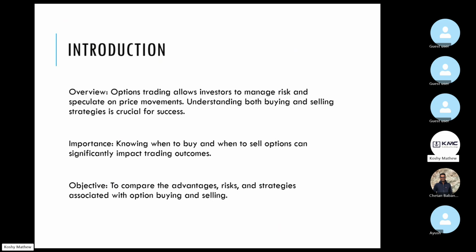For example, an election, a budget coming up, or any major event, they want to hedge. Initially, that is the exact reason options came. But eventually that became a big business. NSE is making a lot of money. Government is making a lot of money because of the taxes. So option trading allows investors to manage risk and speculate on price movement. Understanding both buying and selling strategies is crucial for success.